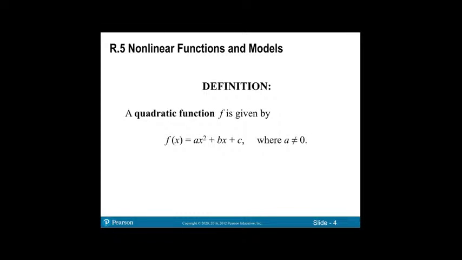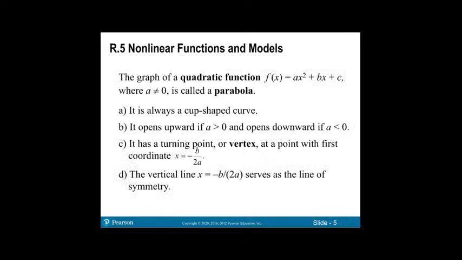So a quadratic function f is going to be given by this equation: f of x equals ax squared plus bx plus c, where a is not equal to 0. The leading coefficient is not 0. The graph of a quadratic function where a is not 0 is called a parabola.